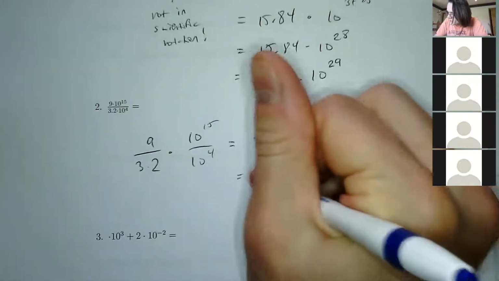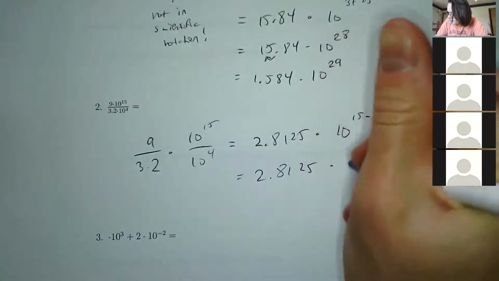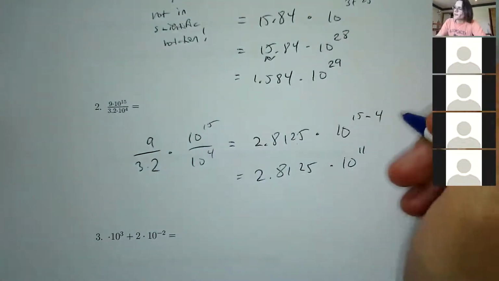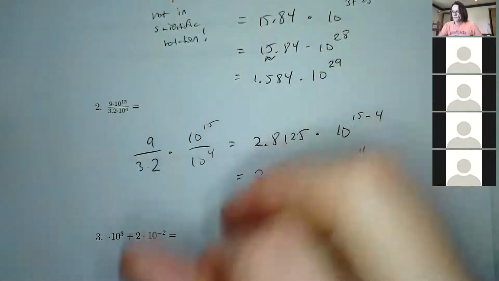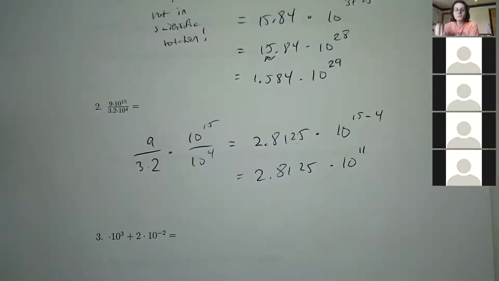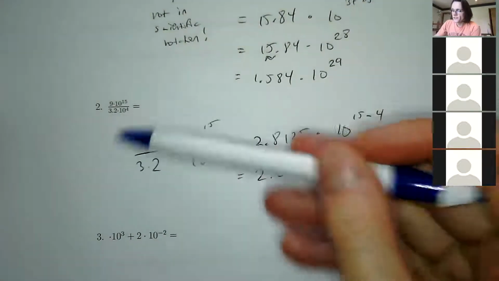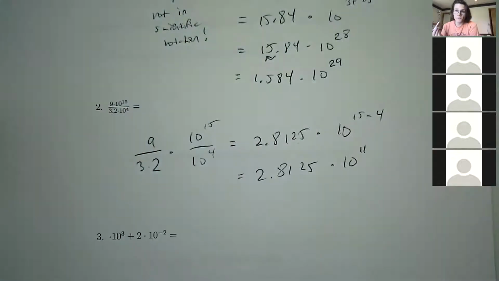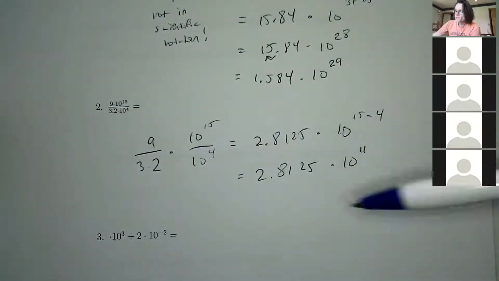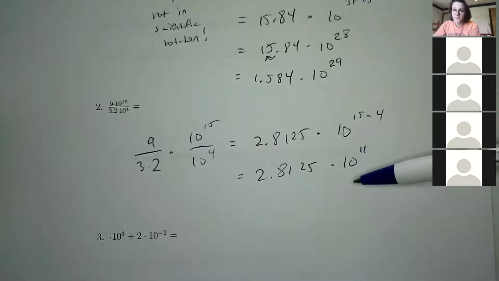Okay, and so 2.8125 times 10 to the what, 11? Okay. And that's something we would have known too. Looking at this, I don't really know what 9 divided by 3.2 is, but I know that it'll be times 10 to the 11.